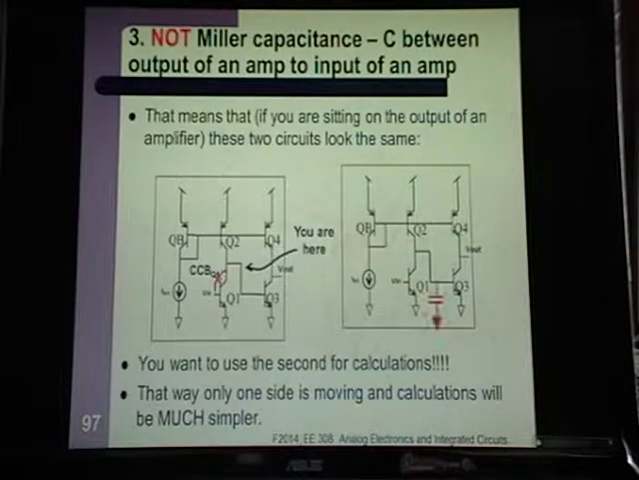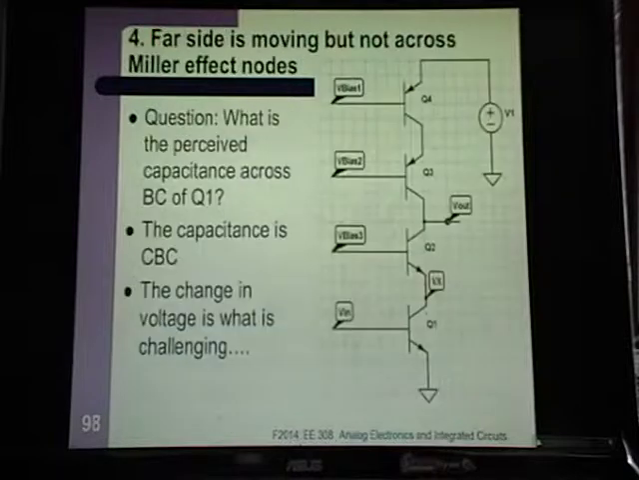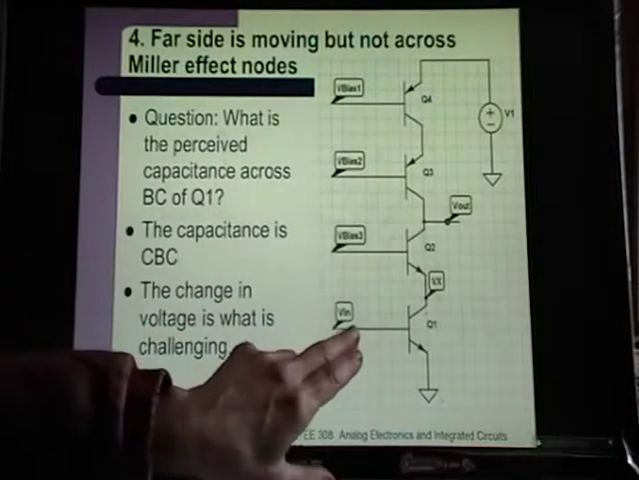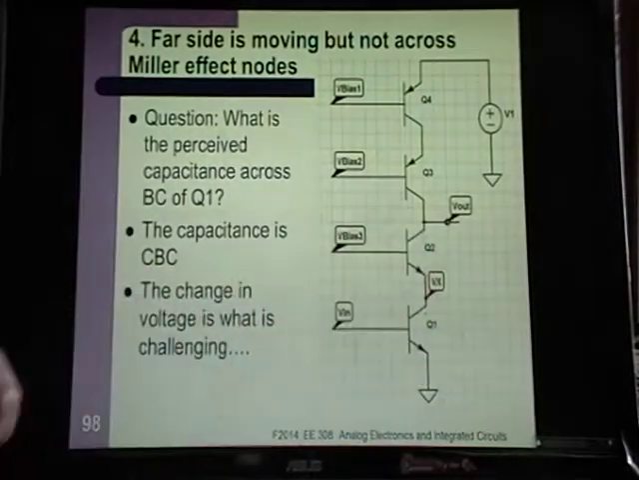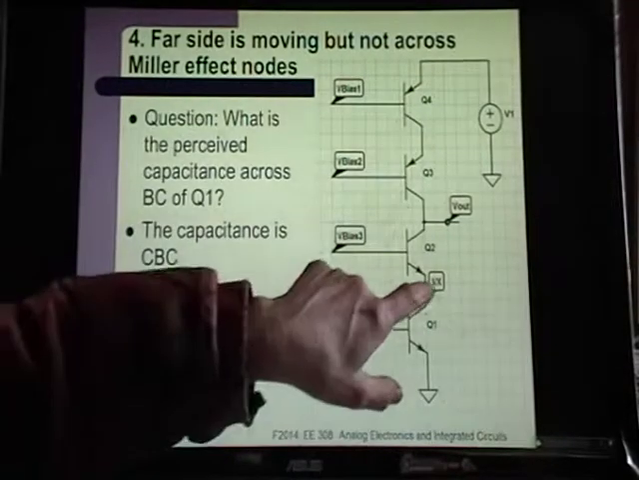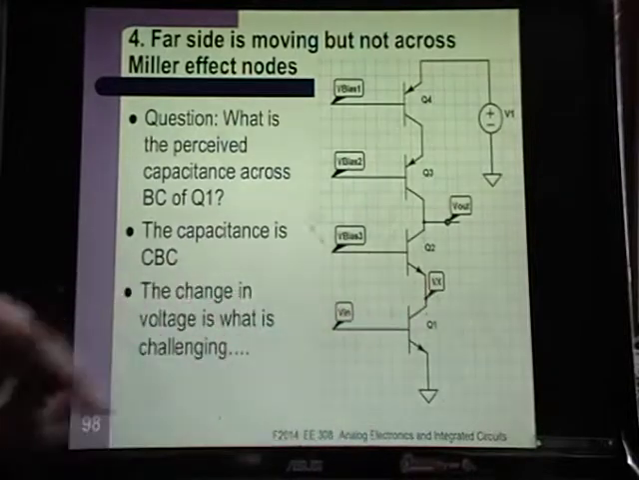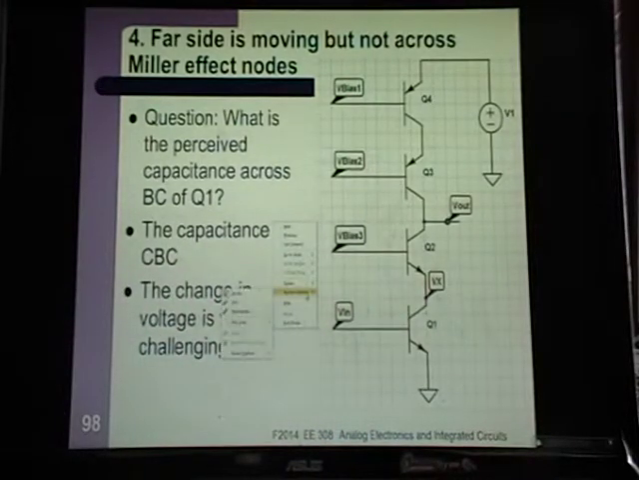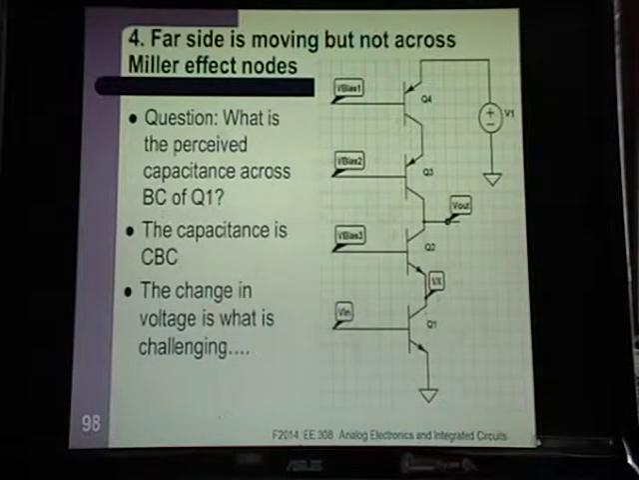And then you have some special cases. Let's say here's your V in, here's your V out. The question is, what about the base collector capacitance right there? So there's a capacitor from here to here.